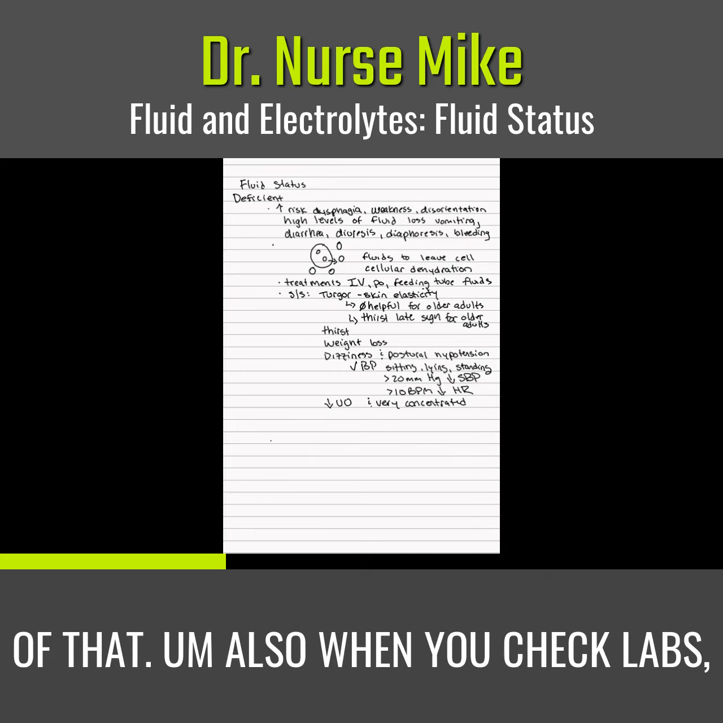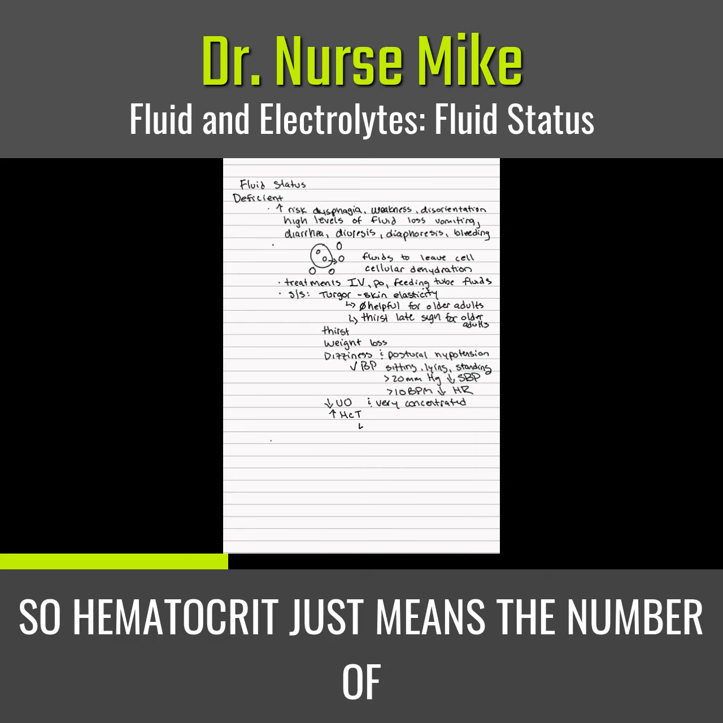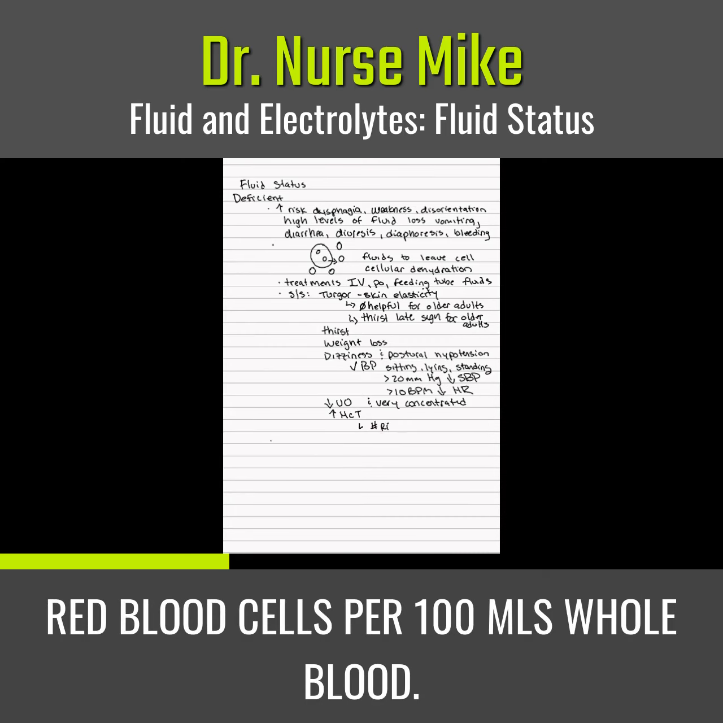Also, when you check labs, these patients are going to have an increased hematocrit. So hematocrit just means the number of red blood cells per 100 mLs whole blood.